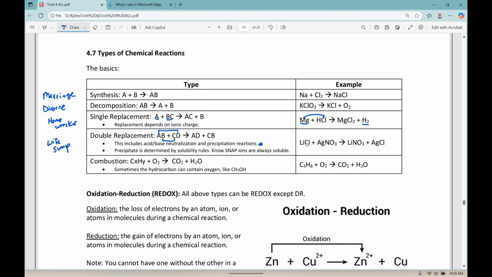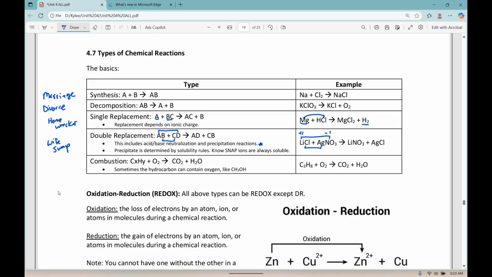In our real life example, we've got lithium chloride that's going to break apart, and lithium is going to hook up with nitrate. Again, that has to do with charge. Lithium is positive, nitrate's negative. We always want to make sure that we're putting an ionic compound together that has a positive going with a negative. And then finally, combustion.